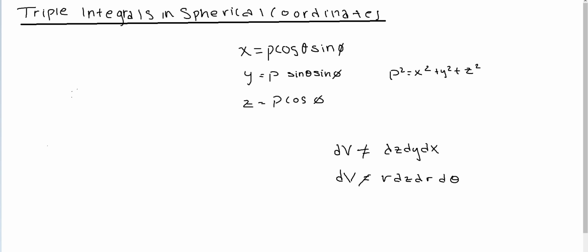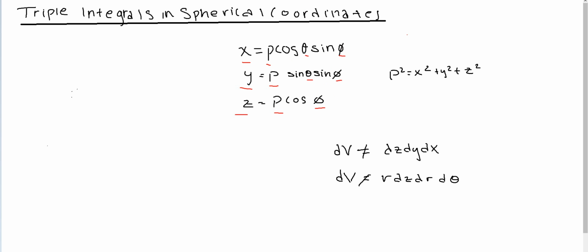Spherical coordinates are as follows. When we substitute for Cartesian coordinates, we say that x is equal to rho cosine theta sine phi, y is equal to rho sine theta sine phi, and z is equal to rho cosine phi. So each component has a rho component, and each component has a phi component.